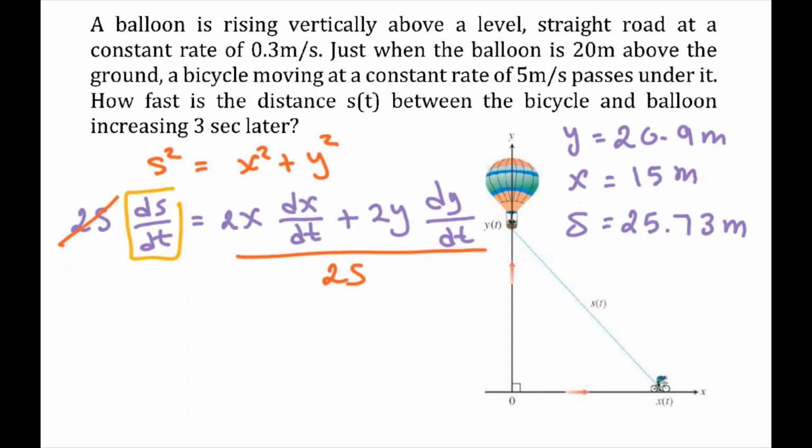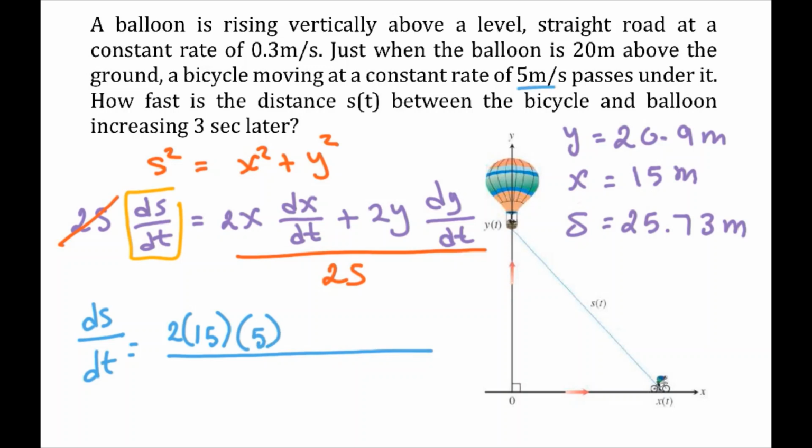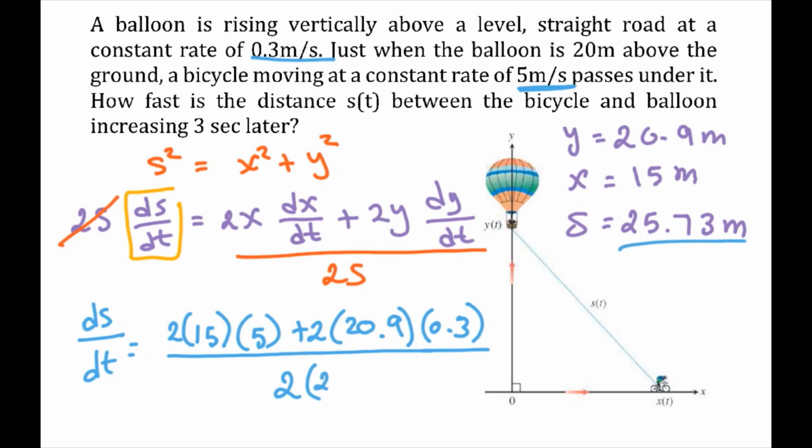Now it's time to substitute. So ds over dt equal 2 multiply 15, dx over dt is 5, that's it, plus 2, y is 20.9 times y, which is dy over dt, which is 0.3, over 2 multiply s, which is 25.73. Final answer is rounded to the nearest one decimal place, 3.2 meters per second. And here we go.